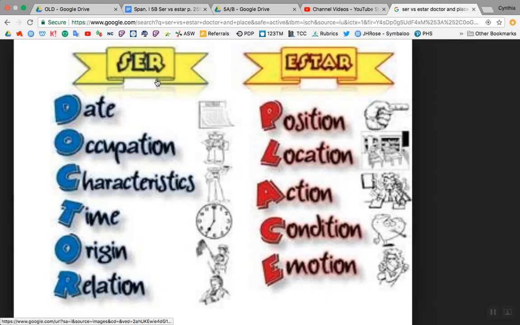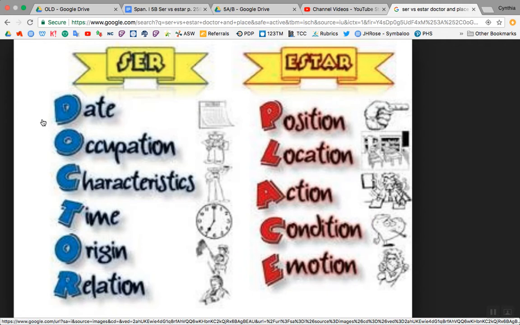So for ser, we're going to use DOCTOR, D-O-C-T-O-R. D is for date, O is for occupation, like your job. C is for characteristics, like telling me what someone's like, describing them. T is for time. O is for origin, like where someone comes from, and R is for relation, like how you're related to somebody or something.